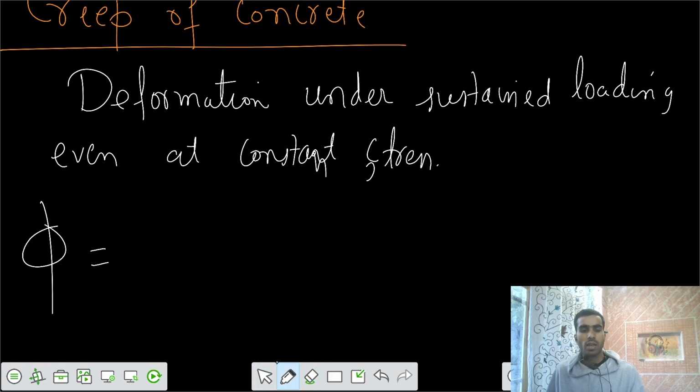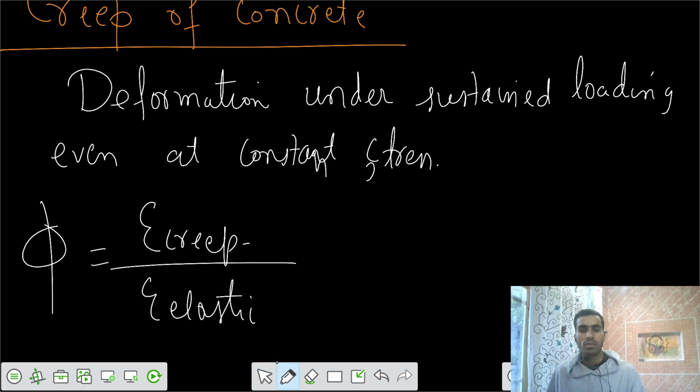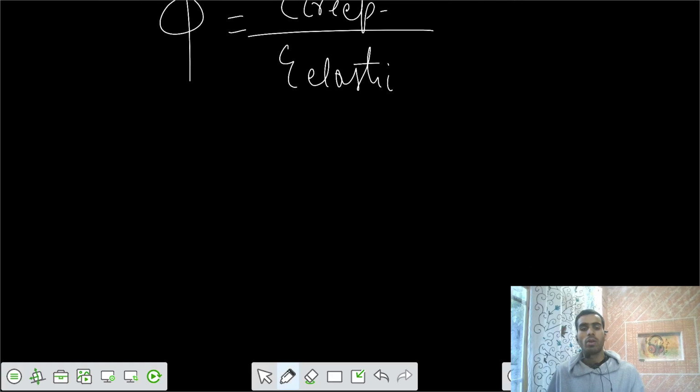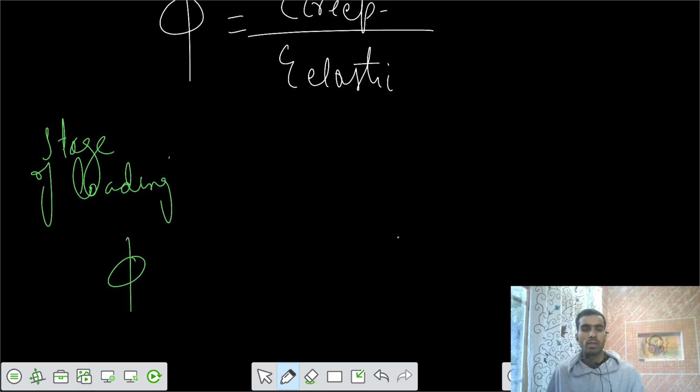The creep coefficient is the creep strain divided by the elastic strain. We know its value for different stages of loading, and we say the creep value is a function of time.